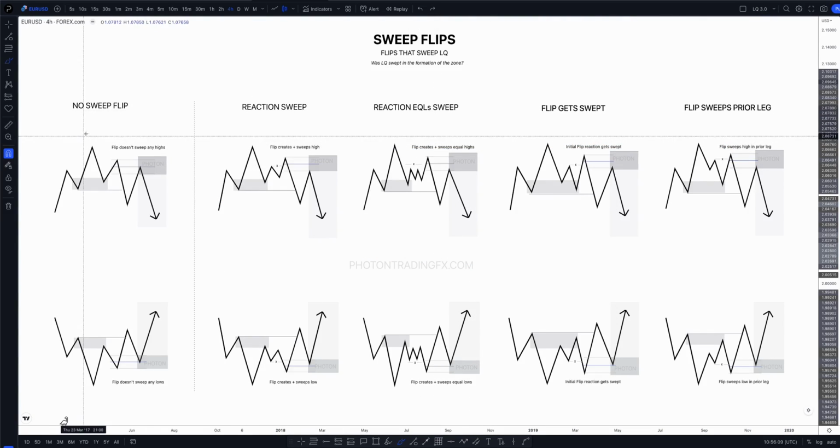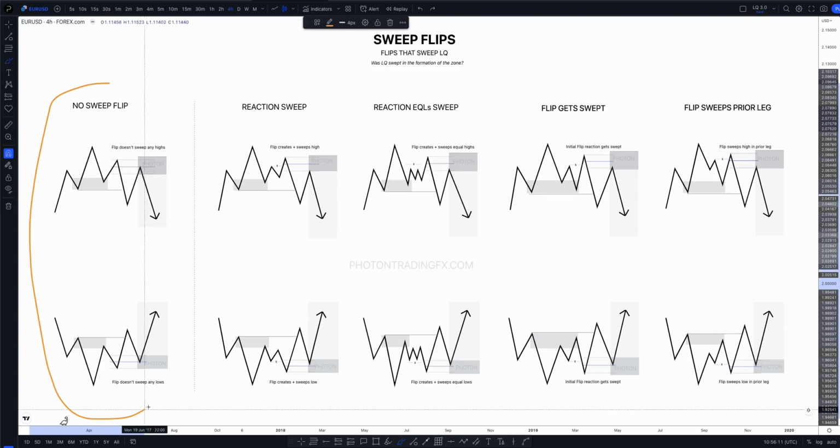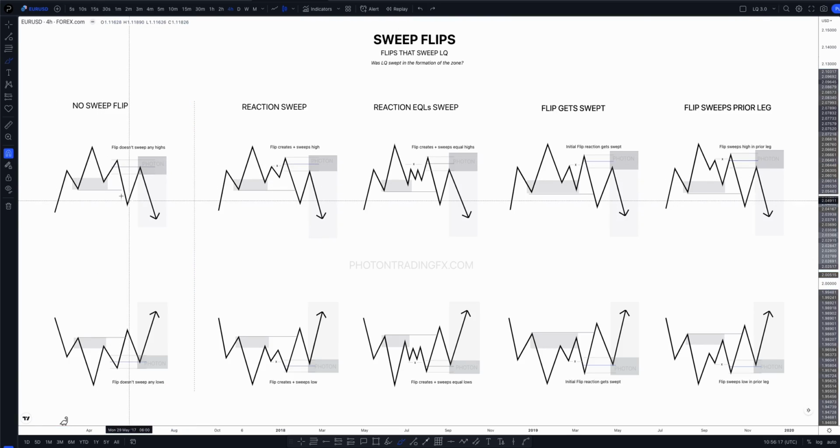So let's start here with the left-hand side, which is what we've been looking at before we got to the liquidity module, which is simply a standard flip zone. We'll start with demand. Price is moving to the upside. This low breaks this high. So what does that create? It creates a demand zone that led to the break of that structure.